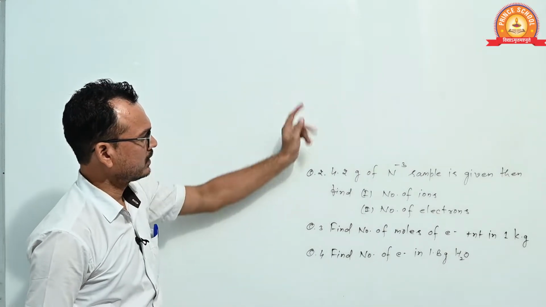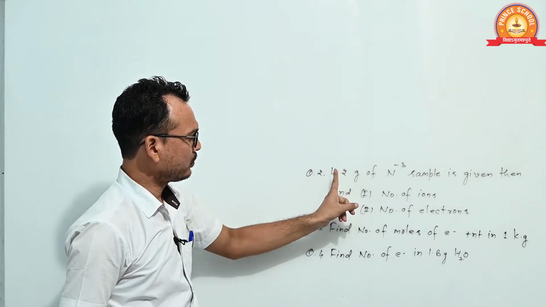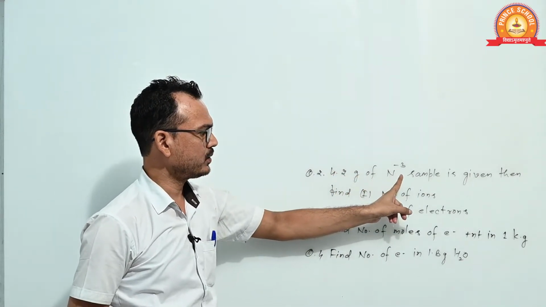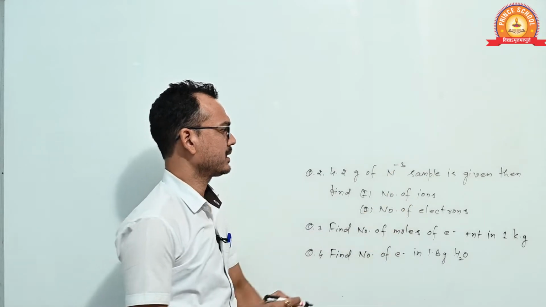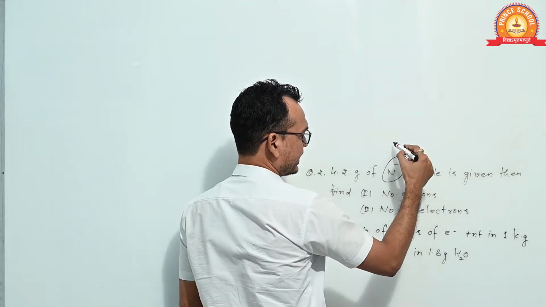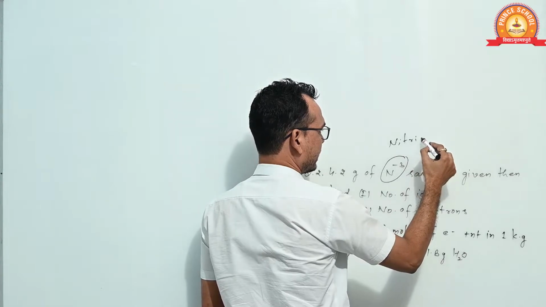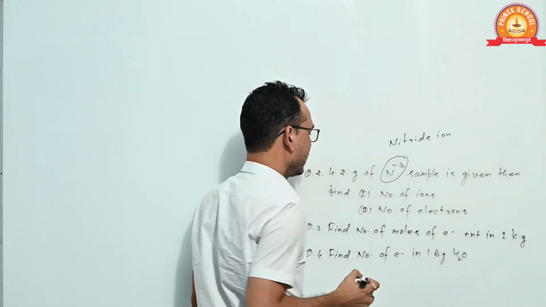The next question is 4.2 gram of N-3. It is called the nitride ion.